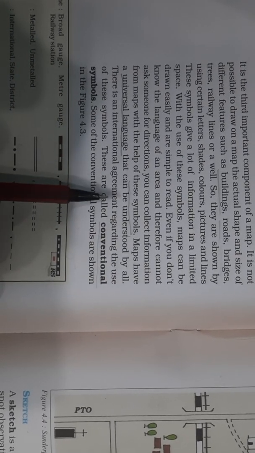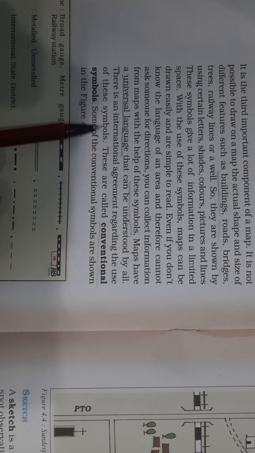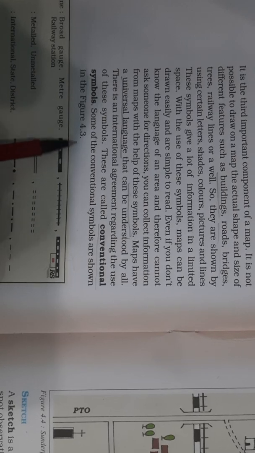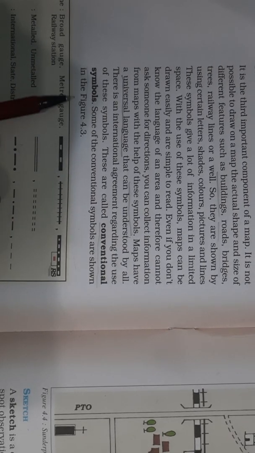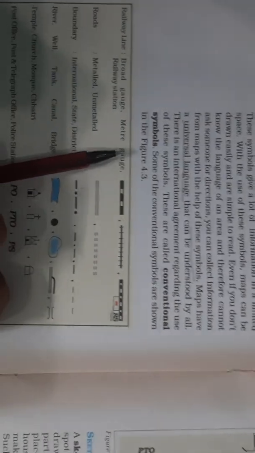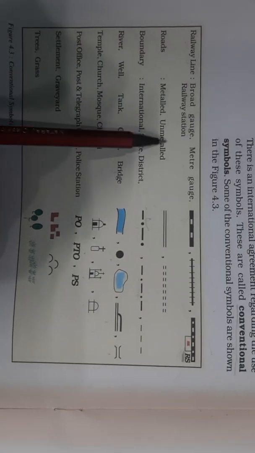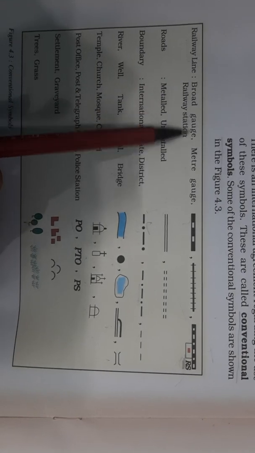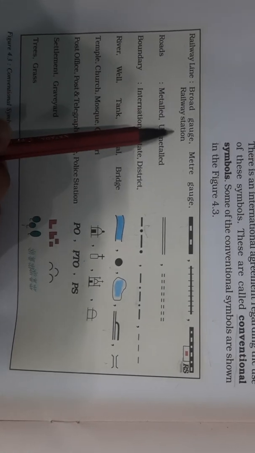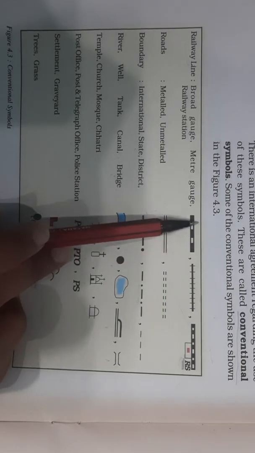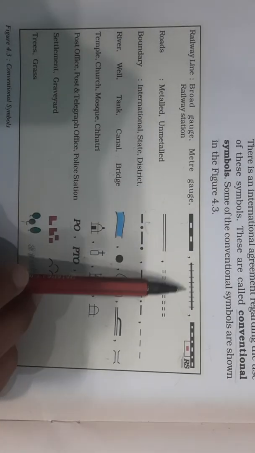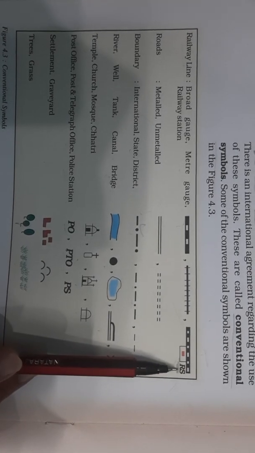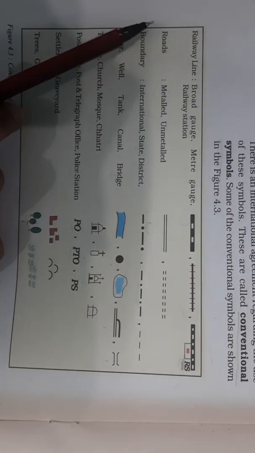There is an international agreement regarding the use of these symbols. These are called conventional symbols. Some of the conventional symbols are shown in the figure 4.3. So let's have a look at these symbols. Here is the railway line. So there are broad gauge, meter gauge and railway station. So broad gauge is depicted by this symbol, meter gauge is for this one, and railway station is depicted by this. So there is an abbreviation RS also.